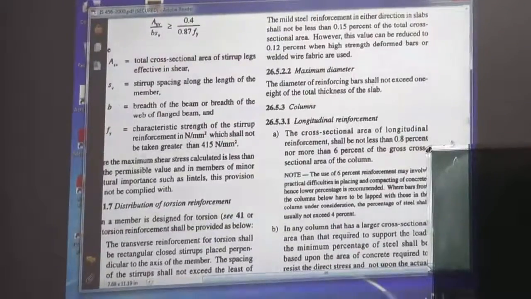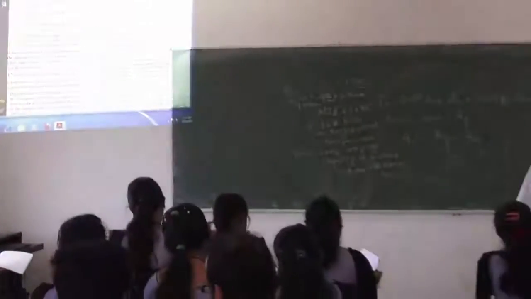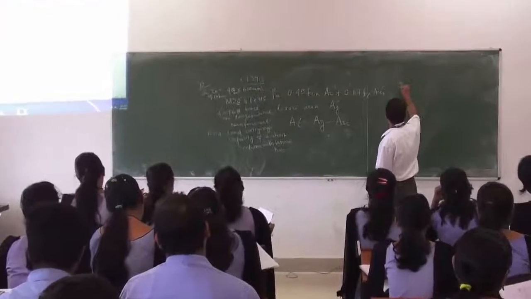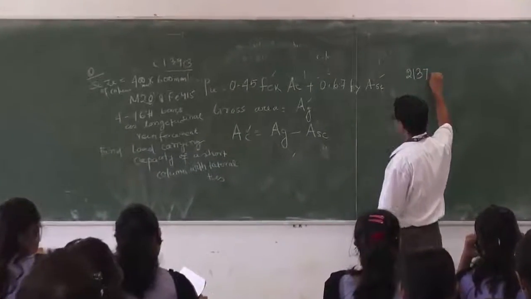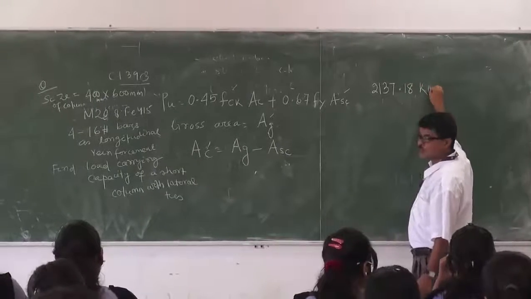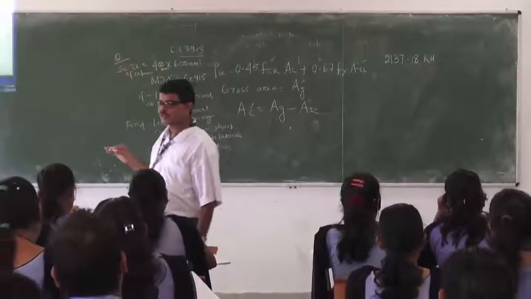What is the value? 2137. So you are finding 2137.18 kilonewton. So all are getting the same answer. Anybody has a different answer?